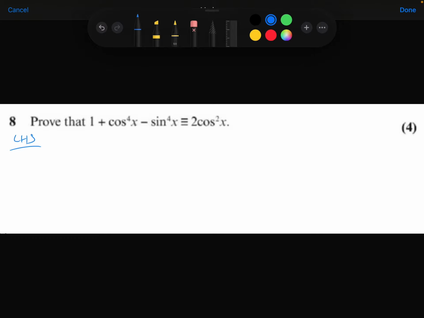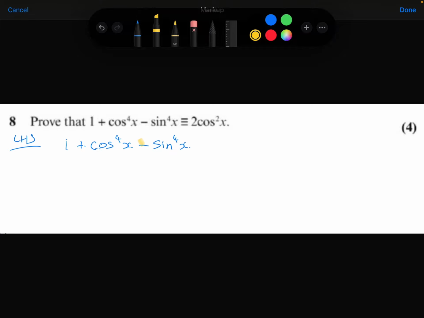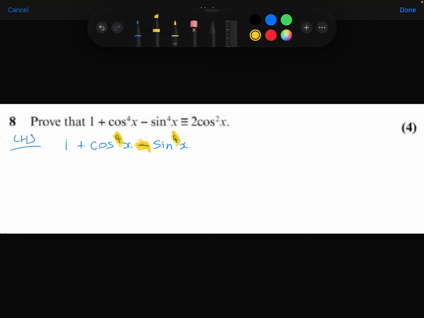And a key thing that I notice about the left-hand side, let me just copy this down, is that I've got a difference of 2 squares. Now power 4 is an even power, so it's still a square. I can rewrite this if I just copy the 1 down at the beginning. Now the cos to the power 4 minus sine to the power 4, so I could rewrite this as cos squared x plus sine squared x times cos squared x minus sine squared x.